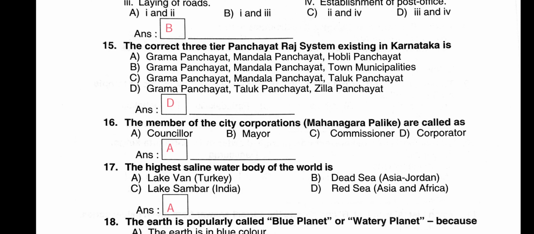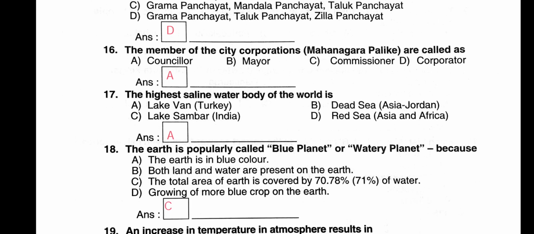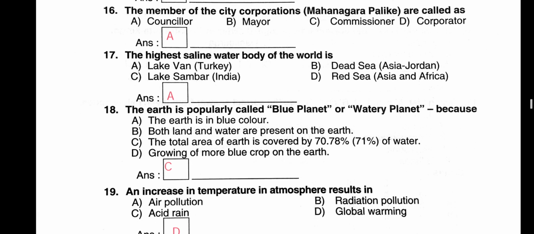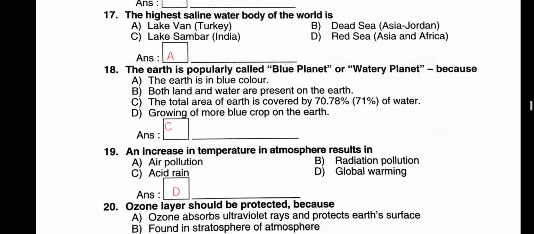The correct three-tier Panchayat Raj system existing in Karnataka is, option D is the right answer, Grama Panchayat, Taluk Panchayat and Zilla Panchayat. The members of the city corporations, Mahanagara Palike, are called as councillors. Option A is the right answer. The highest saline water body of the world is Lake Van in Turkey. So option A is the right answer.